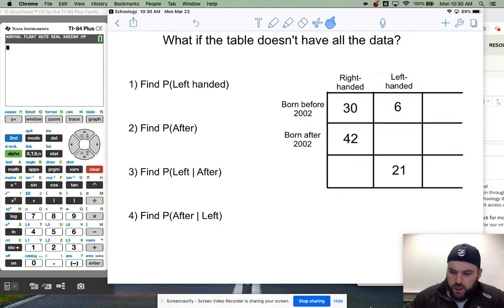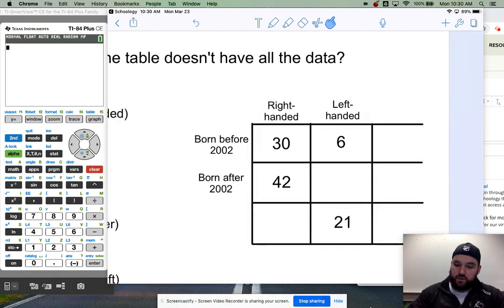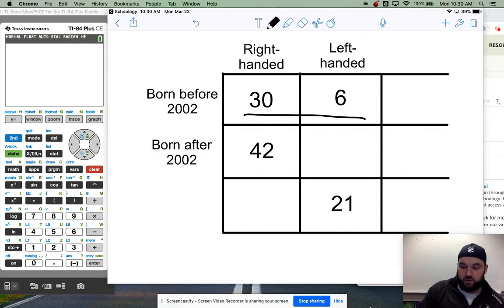So one thing I want to talk about is what happens if a table like this doesn't have all the information given. It's not Sudoku, but if you're familiar with Sudoku, this is a similar-ish concept, where there's enough information that you can figure out the rest. So this table has people split up into right or left-handed, and whether you were born before 2002 or after 2002. Right away, I see that I have 30 righties and 6 lefties for the born before 02 category.